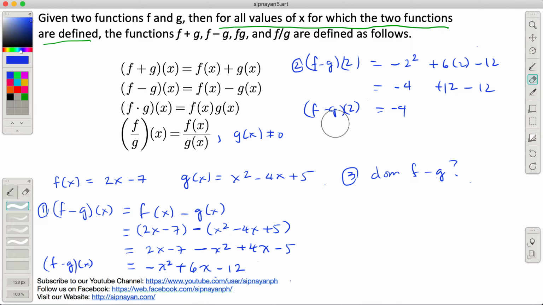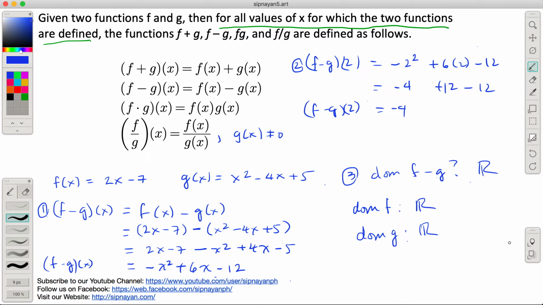Graph natin yan. Okay, so we have what is the domain of f minus g? Sabi natin na sa previous videos, and sinabi ko rin kanina, that the domain of f minus g is just the intersection of the domain of f and the domain of g. And the domain of f is what? This is a linear function. So, ang domain niya is real numbers. And the domain of g, this is a quadratic function and the domain is also real numbers. So yung domain of f minus g is the set of real numbers.